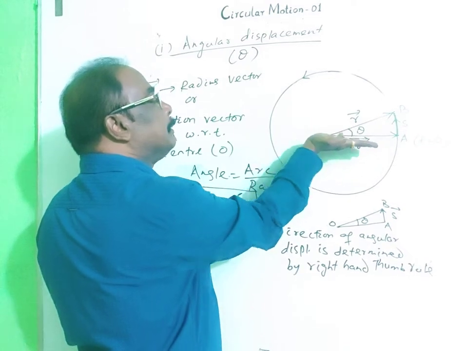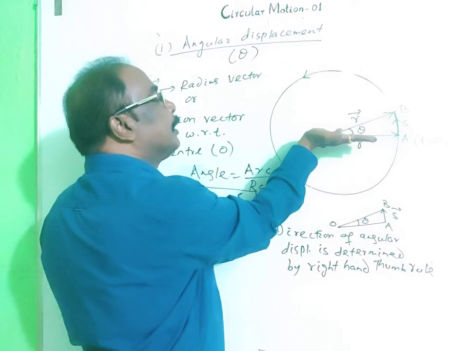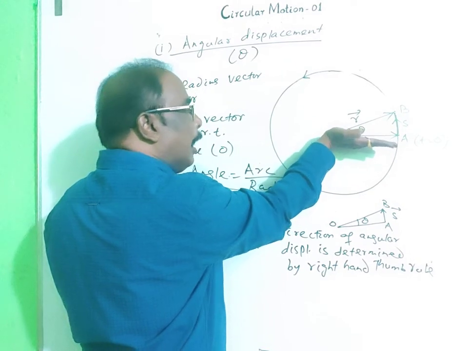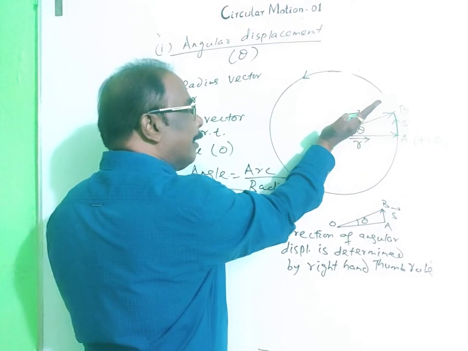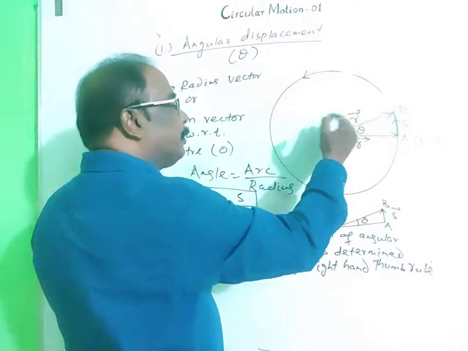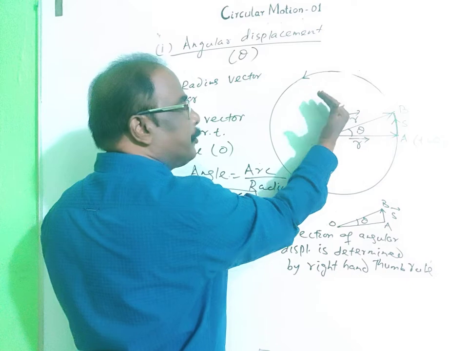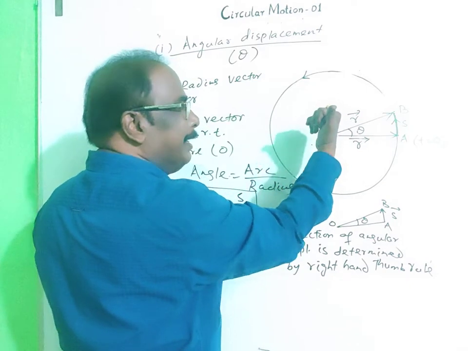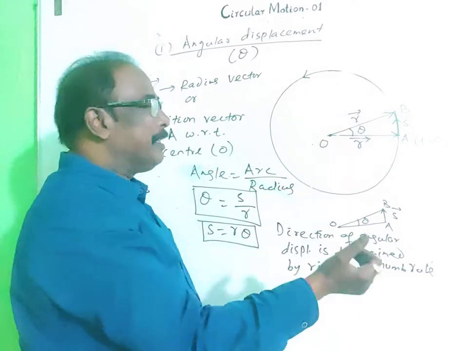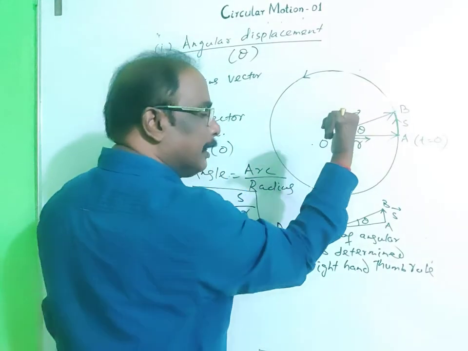Put your fingers of right hand along the direction of position vector, means initial position is A. Now position vector sweeps an angle theta about the center. The particle has moved in anticlockwise order. Thus curl your fingers in anticlockwise order. Then the erect thumb represents direction of angular displacement. If the particle is moving in anticlockwise order, then direction of angular displacement is outward.